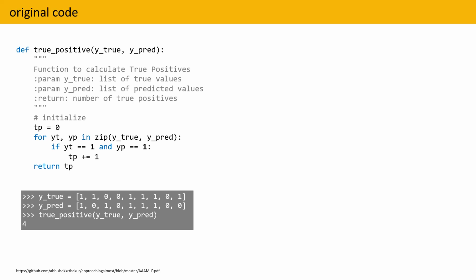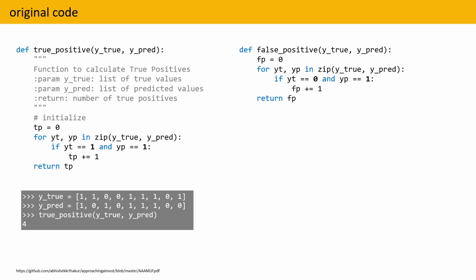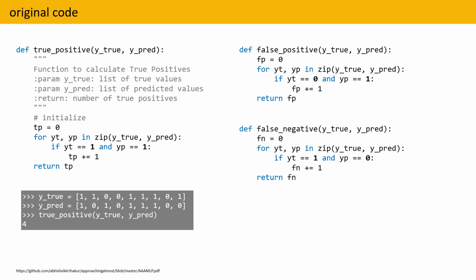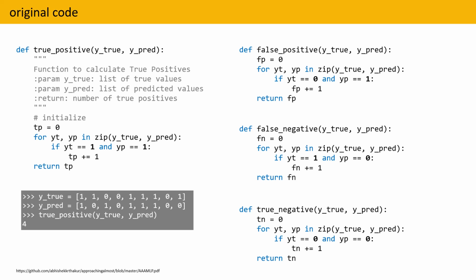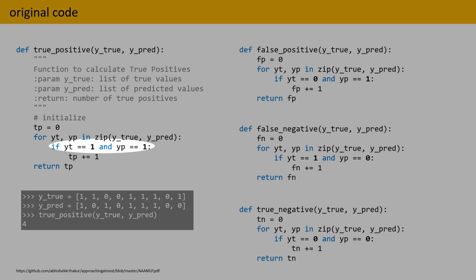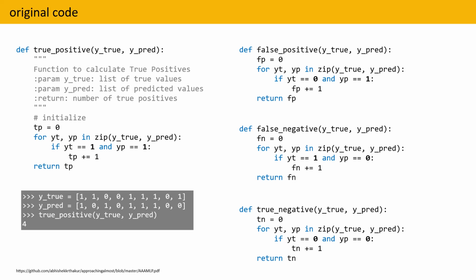The other functions for computing the false positives, the false negatives, and the true negatives are almost identical to the computation of the true positives. I removed the comments to save some space. But as you can see, the only true difference in the implementation is in the comparison of the true and the predicted class labels. So while the code is very readable, it is also very repetitive. We surely should be able to find a more compact implementation.